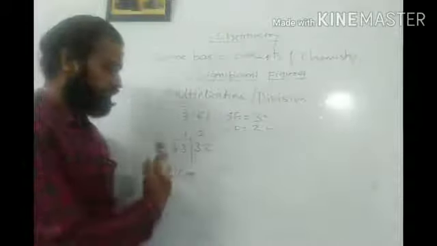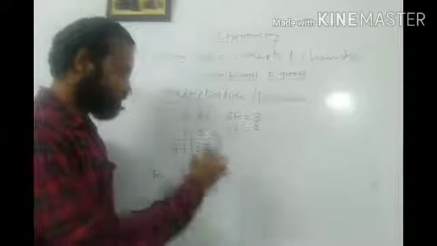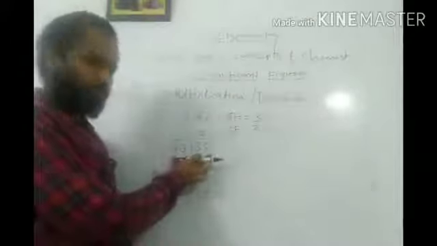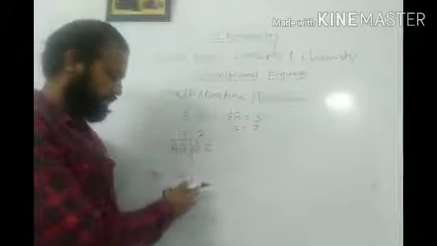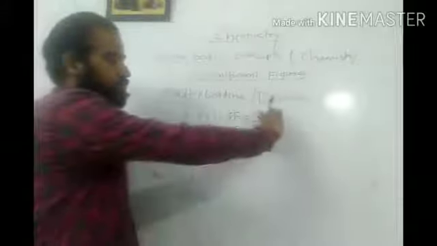Okay, so for a precise answer, the significant figure here is 2. That means you have to write down the answer such that its significant figures equal the minimum significant figures out of these two.